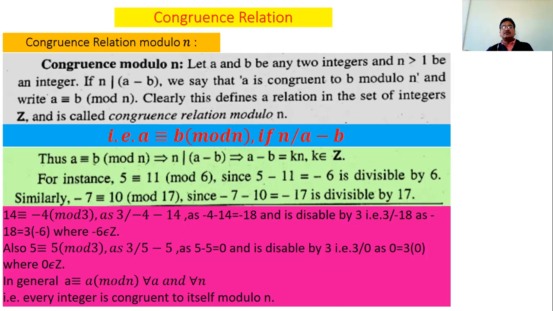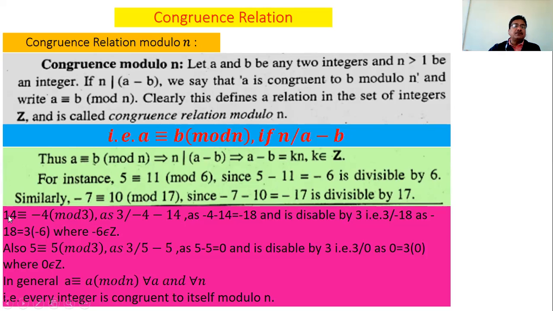So here are some examples. 5 is congruent to 11 modulo 6. Why? Because 6 divides 5 minus 11. The value of 5 minus 11 is minus 6, and minus 6 is divisible by 6. Similarly, minus 7 is congruent to 10 modulo 17, because 17 divides minus 7 minus 10, which is minus 17.